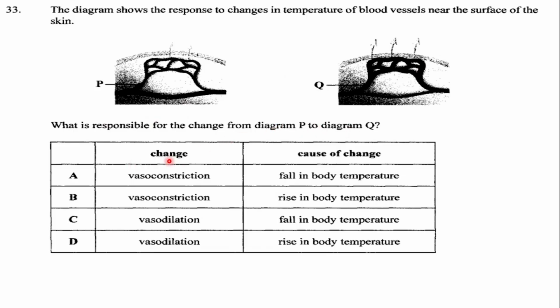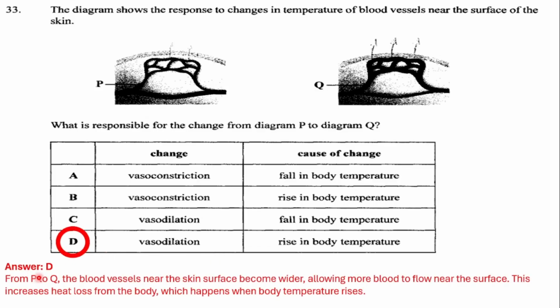For A, they're saying the change is vasoconstriction and the cause is a fall in body temperature. Is the change vasoconstriction and the cause of the change a rise in body temperature? Is the change vasodilation and the cause of the change a fall in body temperature? Or is the change vasodilation and the cause of the change a rise in body temperature? So the correct answer is definitely going to be D, vasodilation, because from P to Q, the blood vessels near the skin surface become wider, vasodilation.